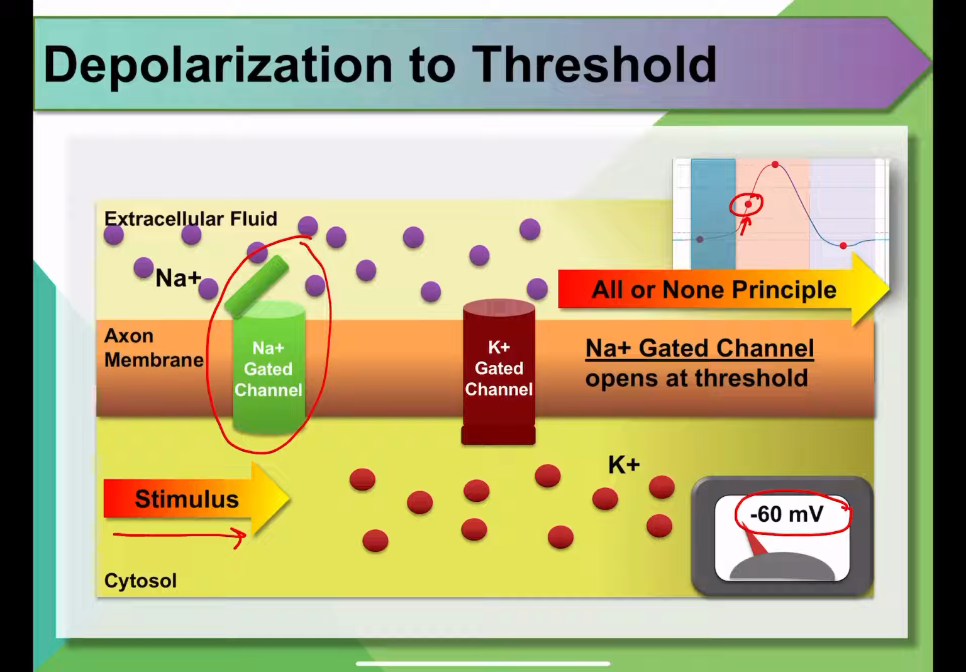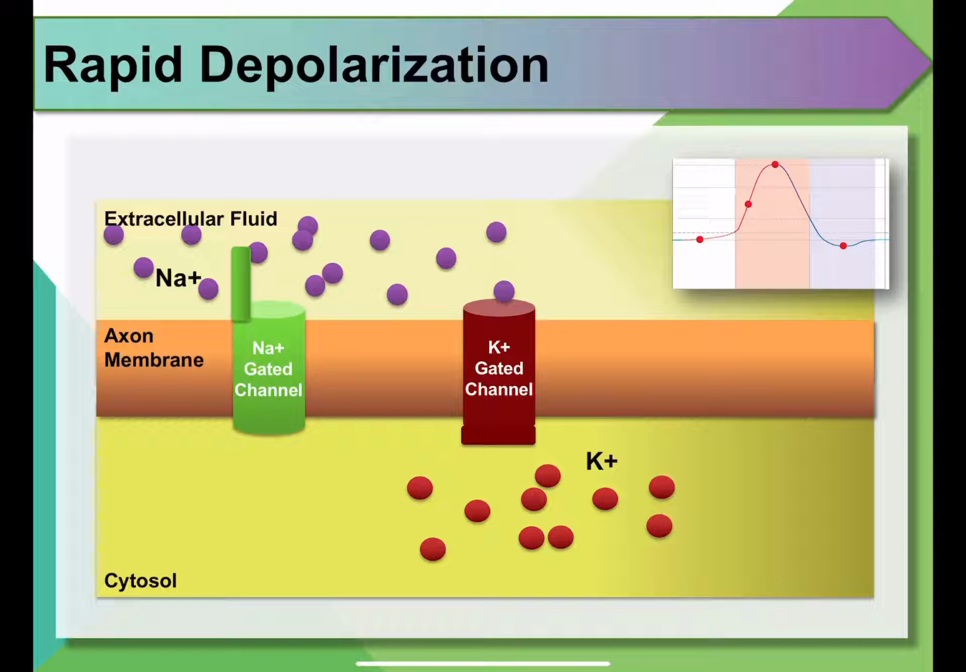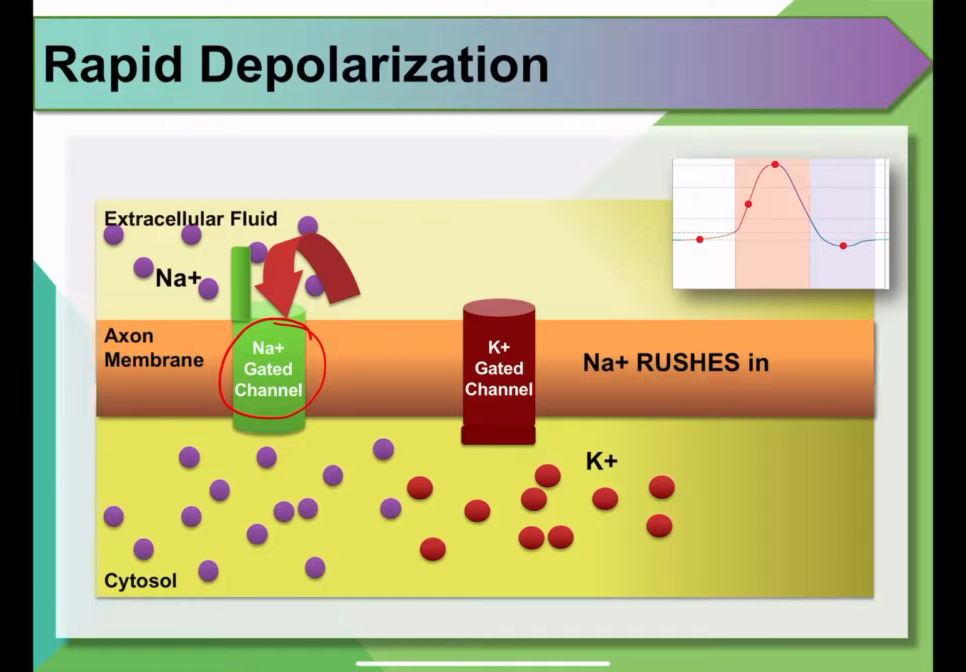And remember that this is an all or none principle, meaning that once that action potential is fired, there's no going back. We can't just say, hey, let's stop in the middle of the neuron and then not get to the axon terminal. That doesn't happen. Once it's fired, that electrical signal is going to go all the way down towards the axon terminal. Once this sodium ion gated channel is open, we have a very quick rush in of the sodium ions. Now you have these sodium ions existing within the cytosol of the neuron.